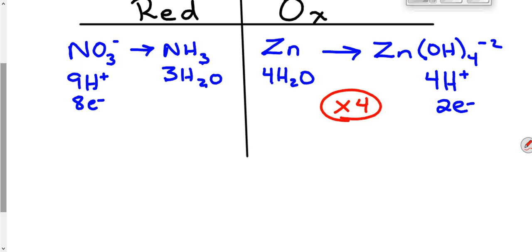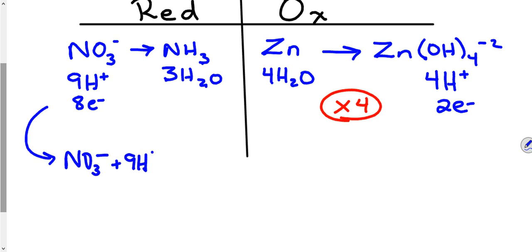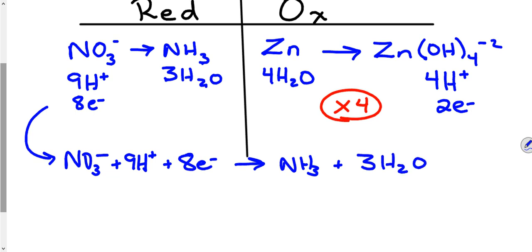So we're going to rewrite these two equations. A reduction half reaction looks like this. I've got NO3 minus and 9 protons and 8 electrons as reactants. I have NH3 and 3 water molecules as products. From the oxidation half reaction, I'm going to write this immediately underneath. And again, I like to line my arrows up so that when I cancel, I don't make as many mistakes.